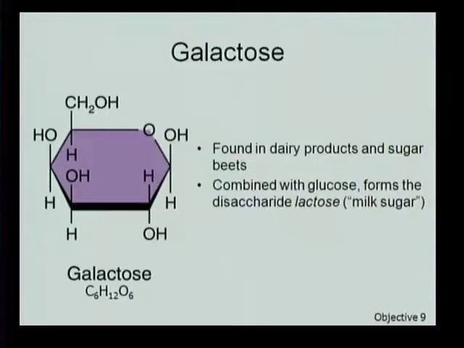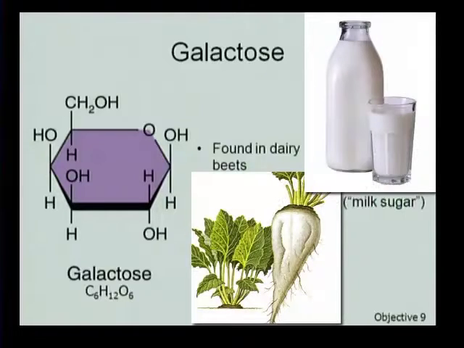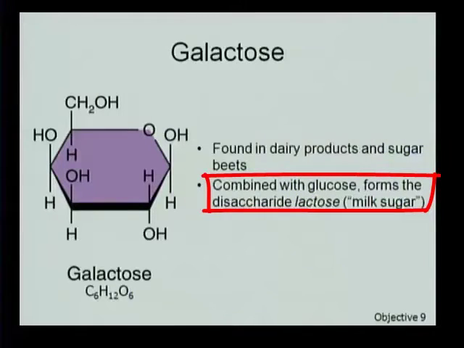Galactose is the last of the carbohydrate monomers that we're going to look at in Objective 9. Galactose, again, is C6H12O6, and C6H12O6 in this case makes the structure shown here. We find galactose in dairy products and also in sugar beets, and if we combine this with glucose into a disaccharide, we call that disaccharide lactose, which is milk sugar.